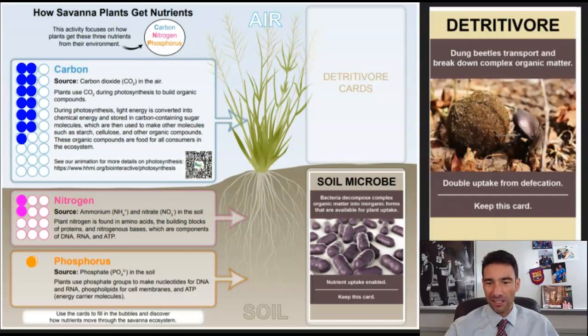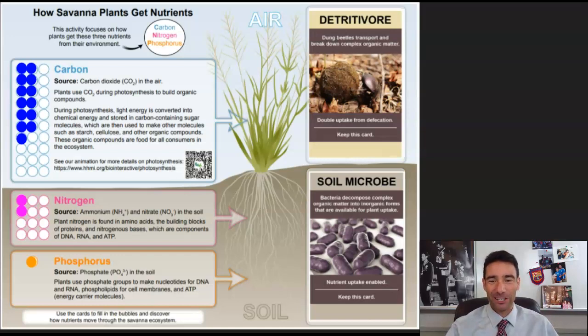Okay, discard and next. Ooh, a detritivore. What is this? A dung beetle. Look at that, rolling its little ball of dung. Dung beetles transport and break down complex organic matter. So they're taking a big piece of poop from a wildebeest and breaking it down into tiny little bits that can be taken up by plants. So, ooh, this card doubles the uptake now that I get from anything defecation related. All right, let's put that on our card.